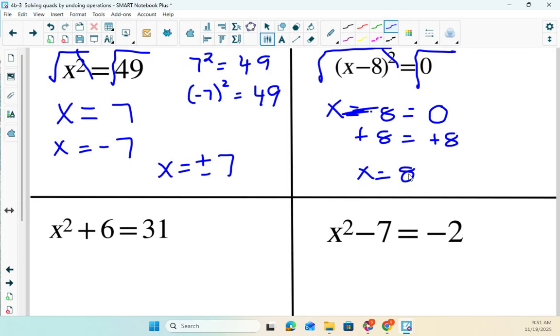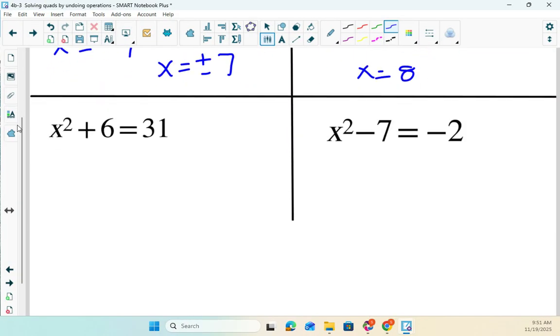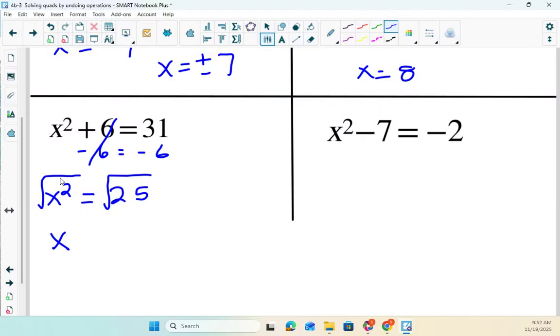and x equal 8. Right here, you can notice that the squared part is not by itself, so the first thing you want to do is subtract 6 from both sides of the equation. So now you're going to have x squared is equal to 25. Now, every time you take the square root, you always want to make sure you give two solutions. So it's either x, when x is equal to positive 5, or x is equal to negative 5. So those will be your two solutions. You can write it as x equal to positive or negative 5.